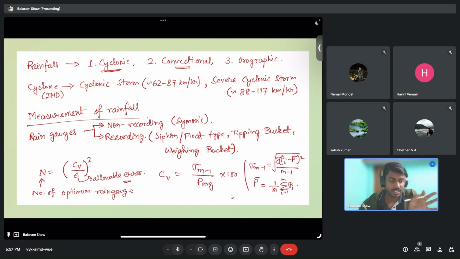Okay, so answer will be D. Next question is, which of the following term is not used to designate a rain gauge? So anemometer. This anemometer is used for wind.